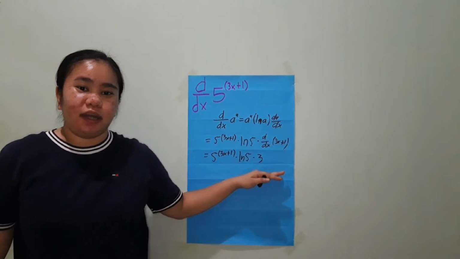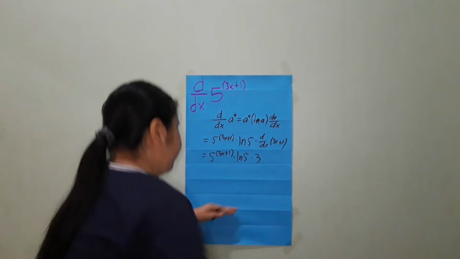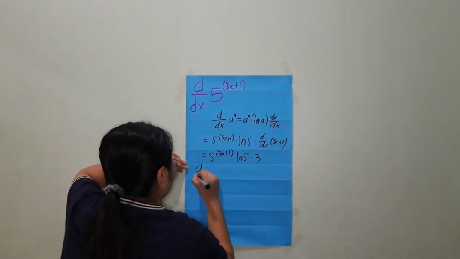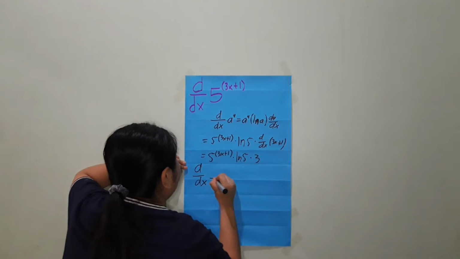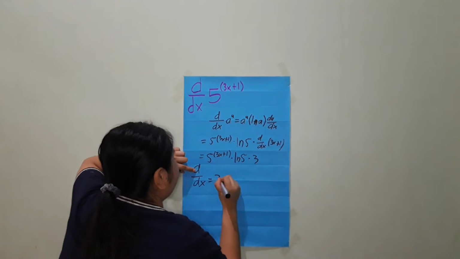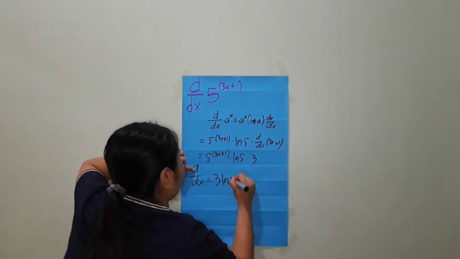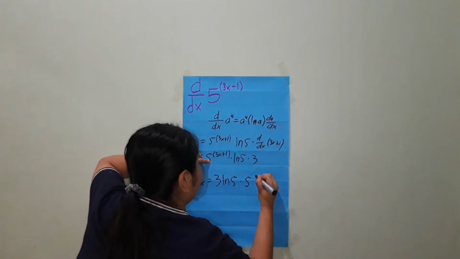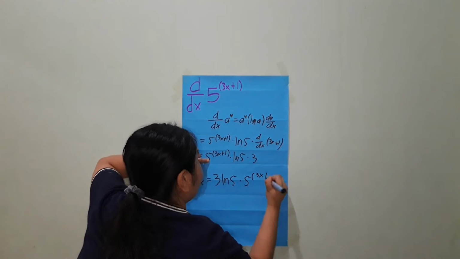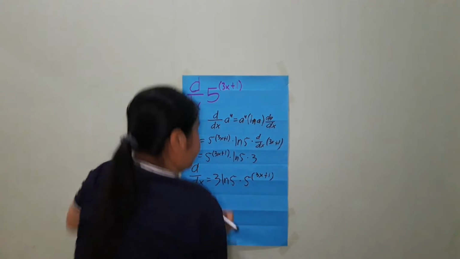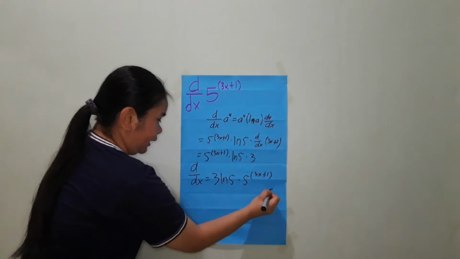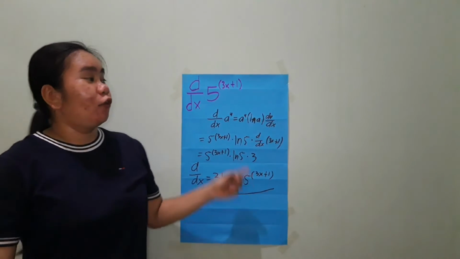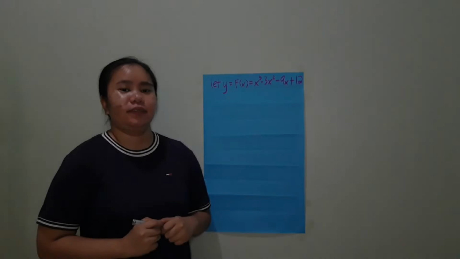So after this, makakakuha tayo ng final answer of dy over dx is equal to 3 ln of 5 times 5 raised to the power of 3x plus 1. So, ito na yung ating magiging final answer for this problem.